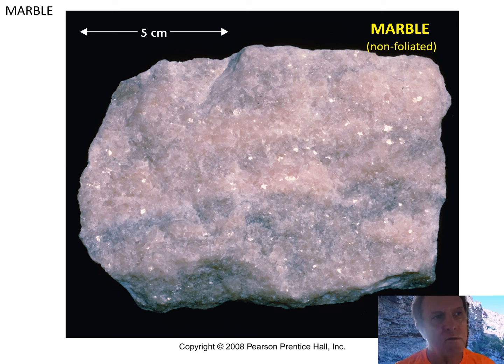Now, there are foliated metamorphic rocks that I've already discussed, and there are non-foliated metamorphic rocks. Non-foliated means you don't see the stripy mineral pattern. An example of that is marble. Marble starts out as limestone. Through metamorphism, it becomes marble.